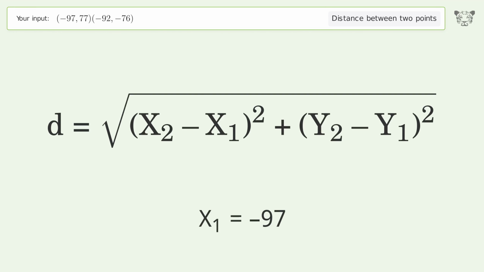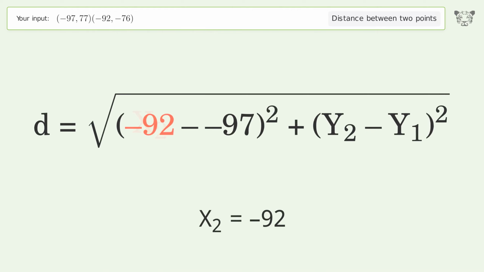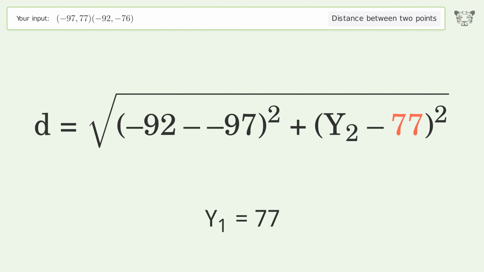x1 equals -97. x2 equals -92. y1 equals 77. y2 equals -76.